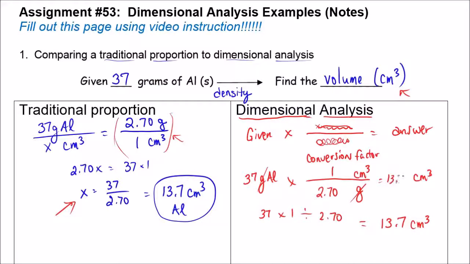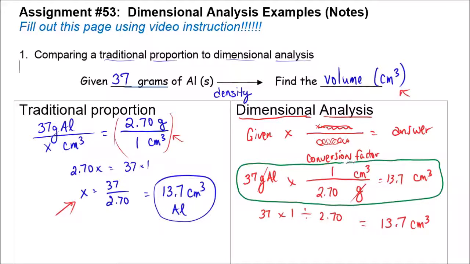So 13.7 cubic centimeters is the answer to the problem. Now what I'm putting in a green box here, what I'm circling with my big green rectangle, that is dimensional analysis. A given times a conversion factor leading to an answer. It's a different way of doing calculations. You may find that you really like this method. So learn how to do it, and then maybe it'll be your method for the rest of the year to do all these chemistry calculations.